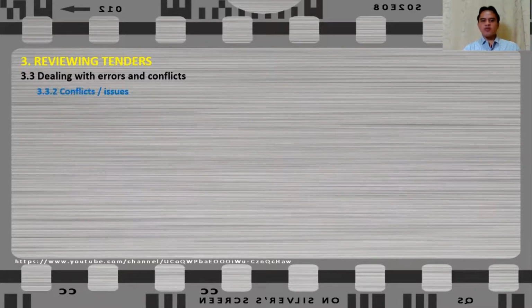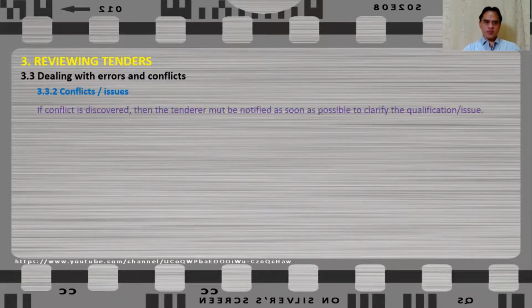Now, how about conflicts or issues? What are these conflicts or issues that you can find when you open the tender? If conflicts are discovered, then the tenderer must be notified as soon as possible to clarify the qualification or issue. So what are these issues? What are the types of issues that you can find?